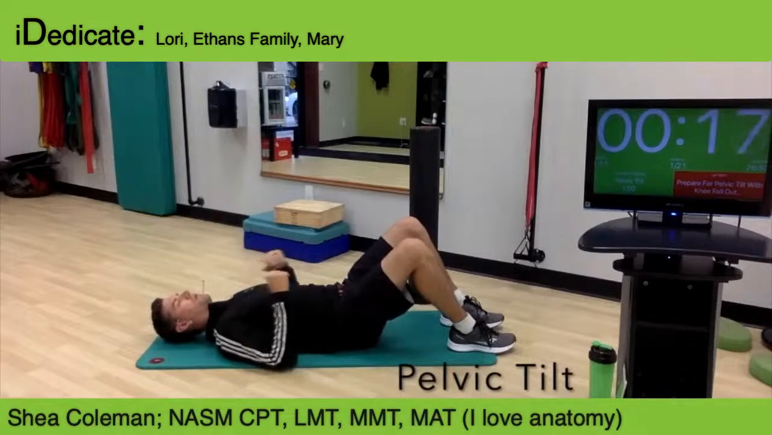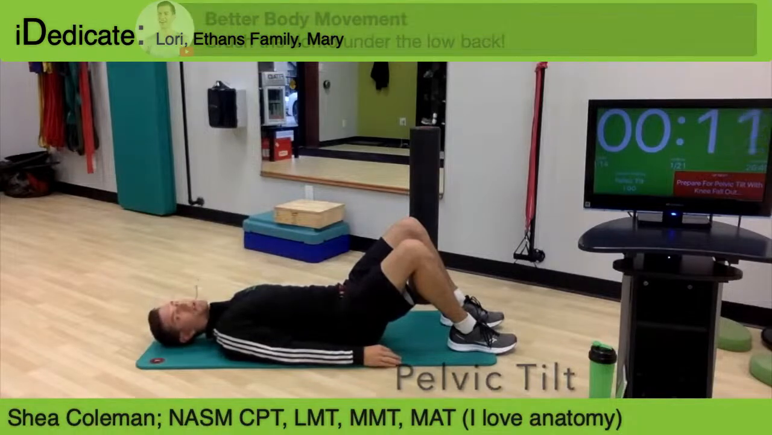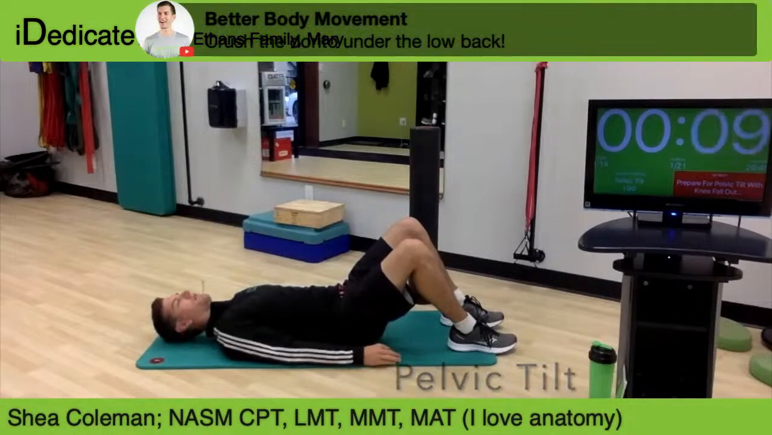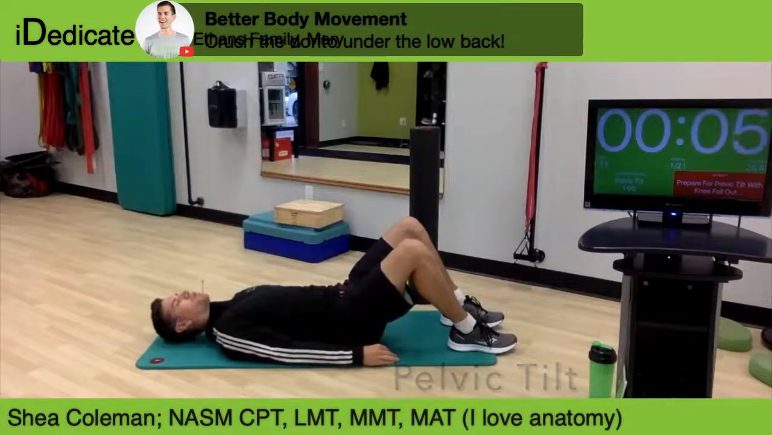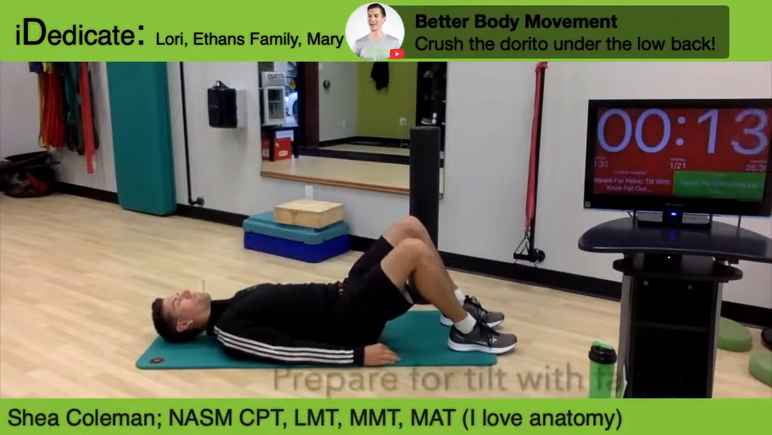Now, we call it a pelvic tilt because it should roll the pelvis so your tailbone's lifting off the floor. Do not make that happen by pushing your feet in the ground. We want light feet. Make it just come from the core, pinning the belt to the floor. 3, 2, 1. Prepare for pelvic tilt with knee fall out.